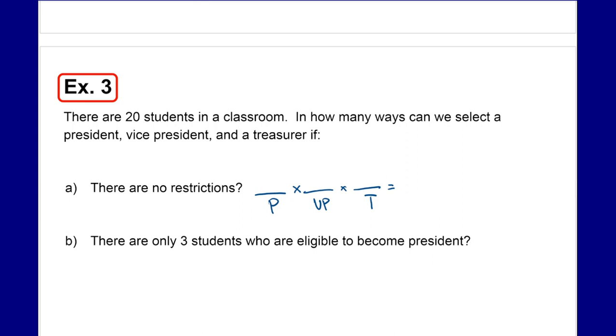Well, in this case, there are 20. One of them gets picked for president. How many options do we have for vice president? We have 19 now. And then what about treasurer? 18, assuming that one got picked for the vice president. So then in total, 20 times 19 times 18, we get 6,840 ways that we could select these 3 positions.